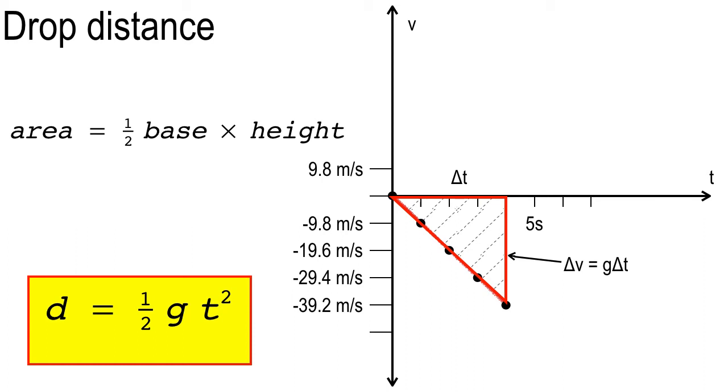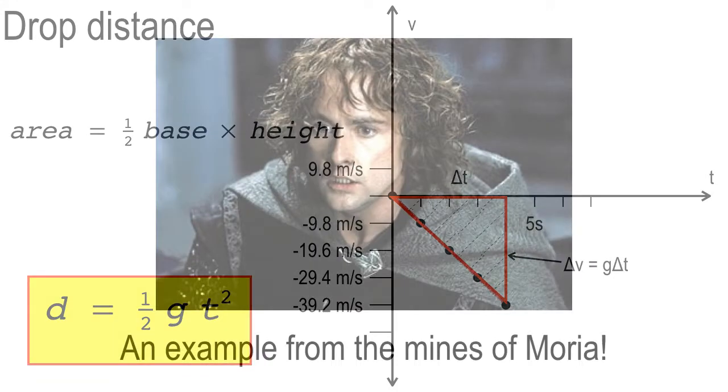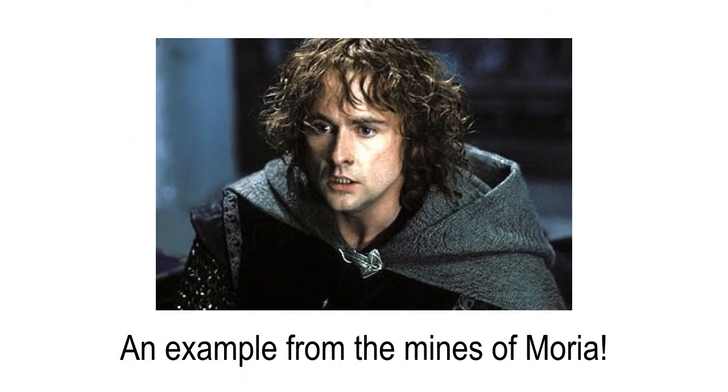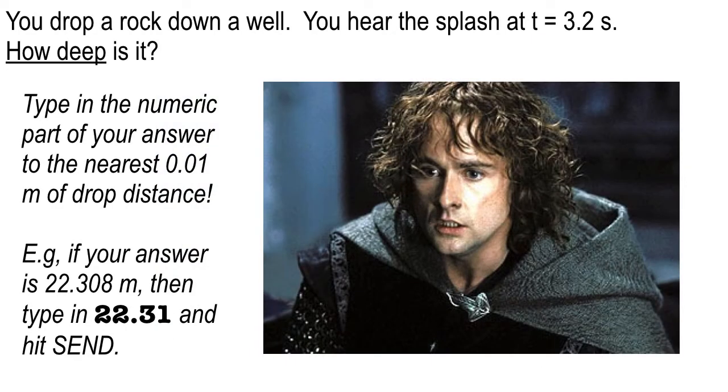Now, I want to do a calculation with you, so take out your calculator, take out your clicker. The calculation is one you might remember from the movie Lord of the Rings, where the Brainiac, Pippin Took, Peregrine Took, dropped that whatever down the well in the mines of Moria and caused a lot of trouble. Matter of fact, it's what caused Gandalf to be killed. Temporarily killed, anyways. So you drop a rock.